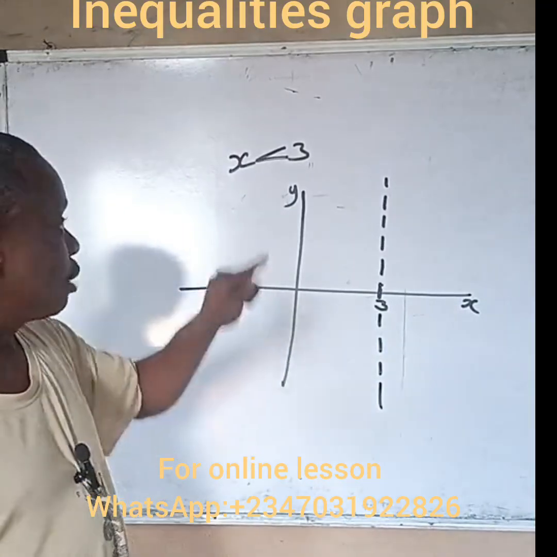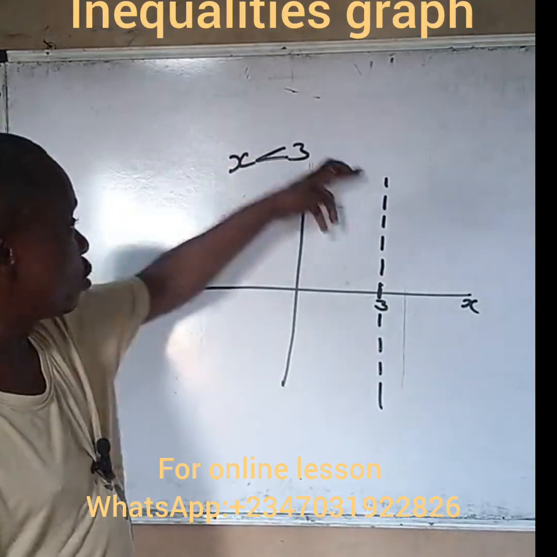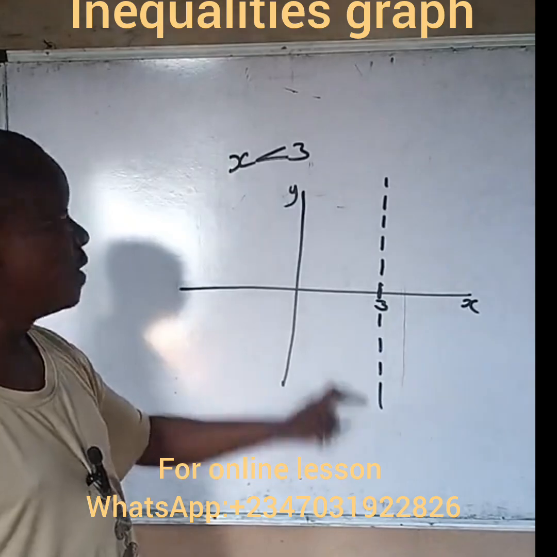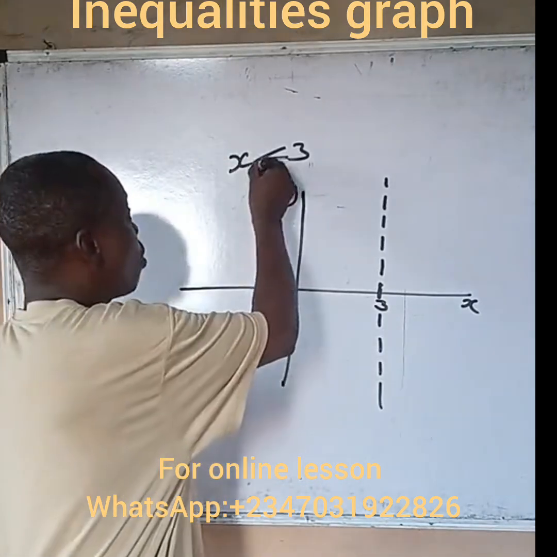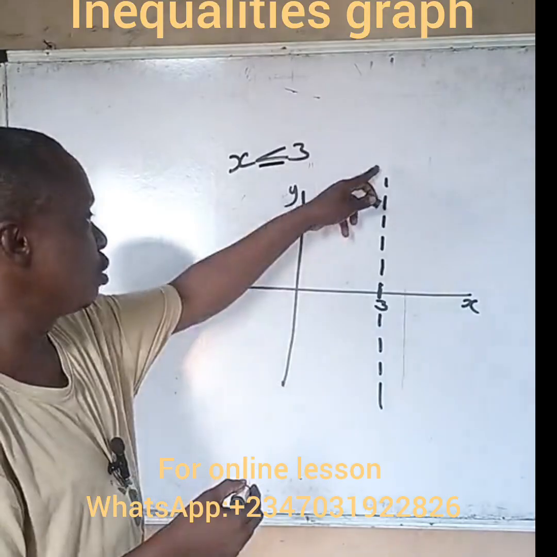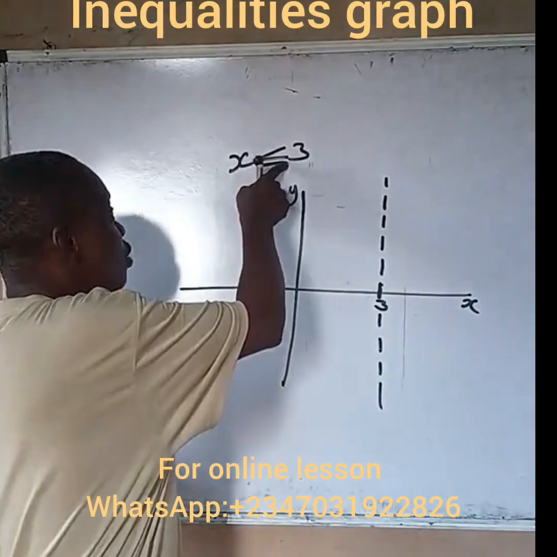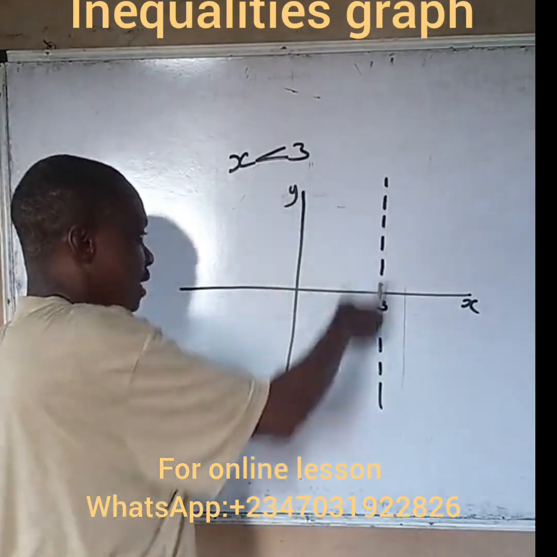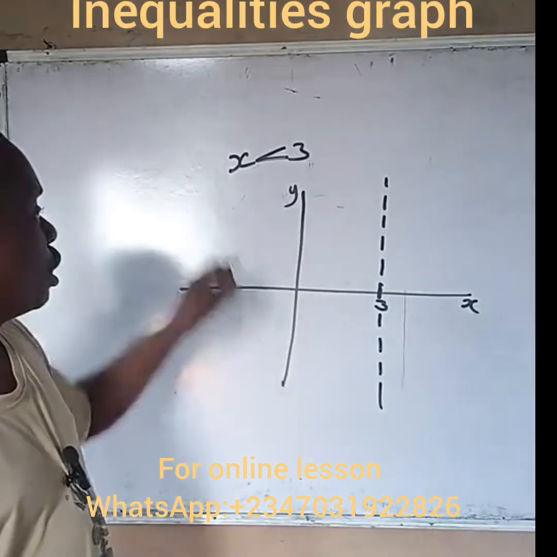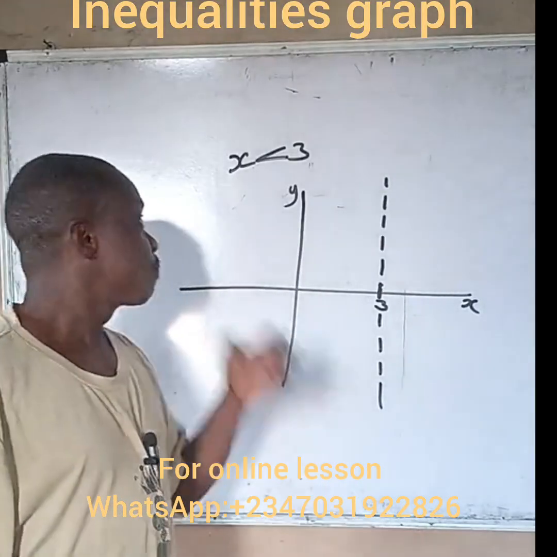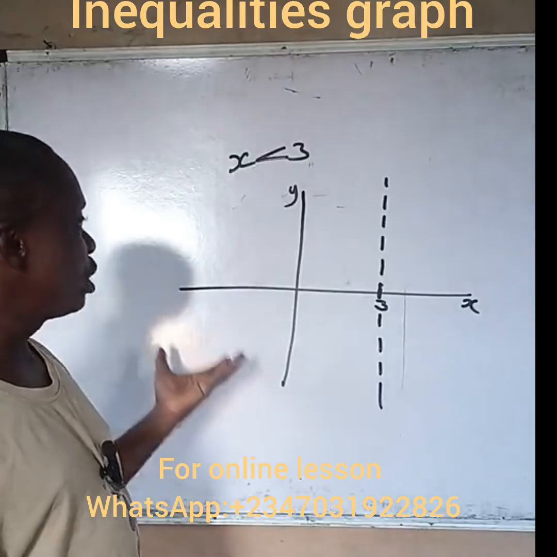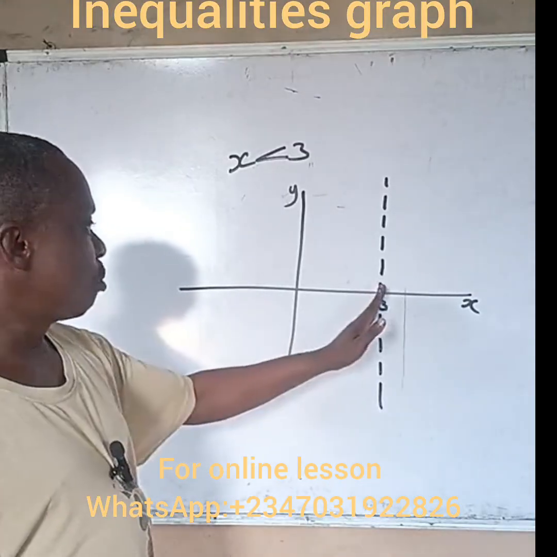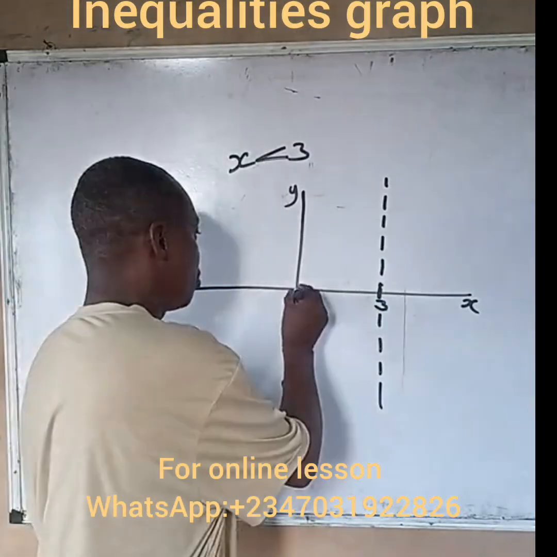Remember the one we did just now, when x equals to 3, it was a full line on that 3. Now when x is less than 3, if they put or equal to here, they would have still used a full line. But this one now, they did not put or equal to, so you use a broken line. Then thereafter, you have to shade. They say x is less than 3. Which is the part that is less than 3? From your 3 now, remember this is your 0.